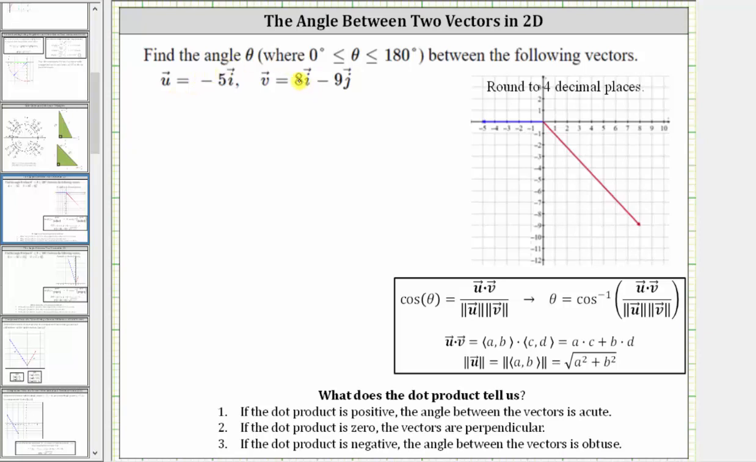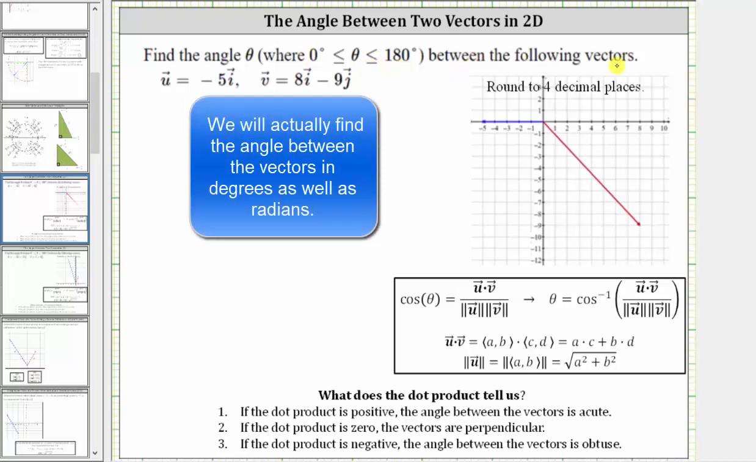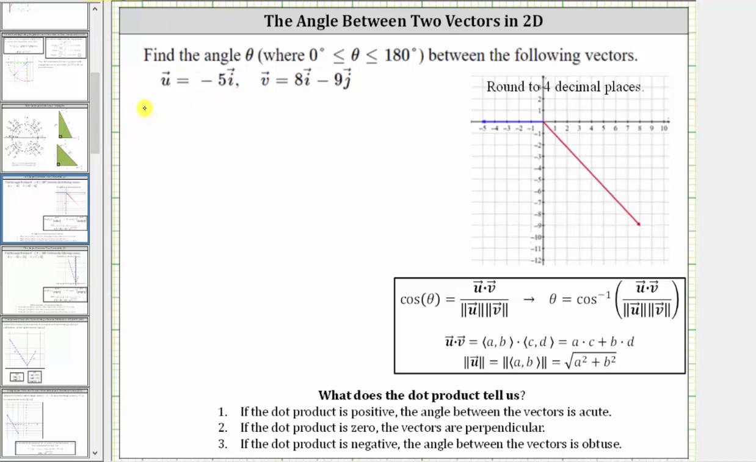We're asked to find the angle theta over the closed interval from 0 to 180 degrees between the following vectors, where vector u is equal to -5 times unit vector i, and vector v is equal to 8 times the unit vector i minus 9 times the unit vector j, which means vector u in component form has an x component of -5 and a y component of 0, which is sketched here in blue, and vector v has an x component of 8 and a y component of -9, which is sketched here in red.